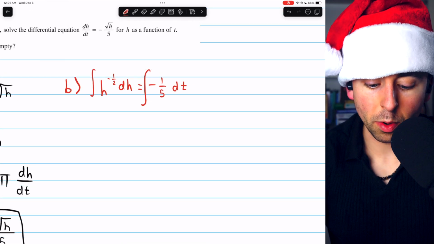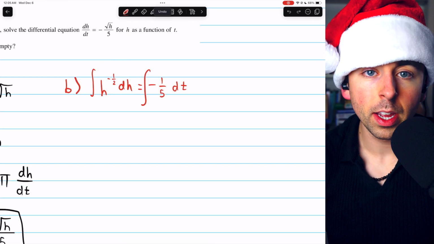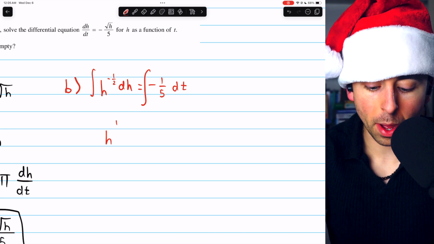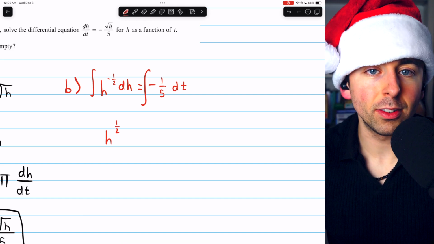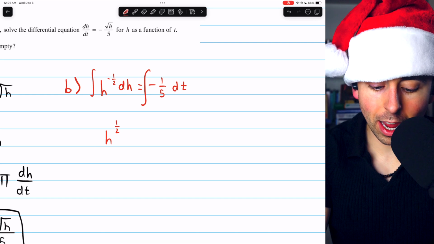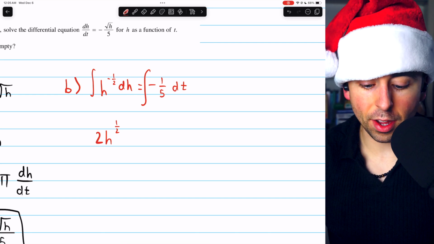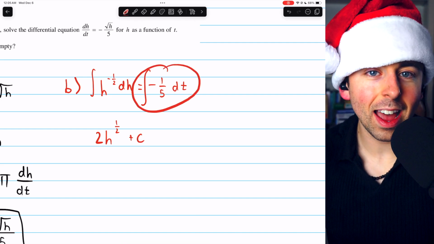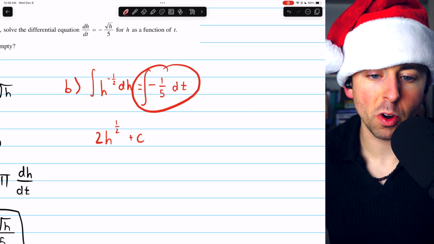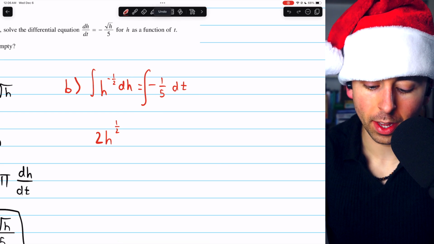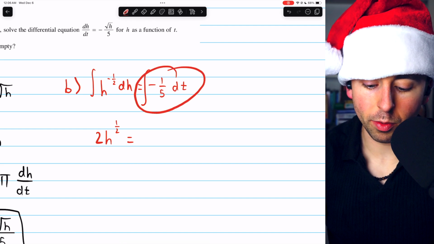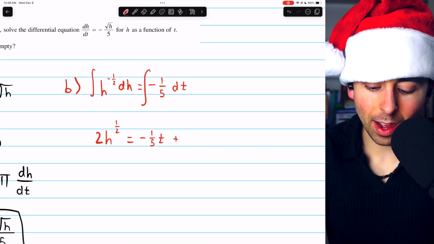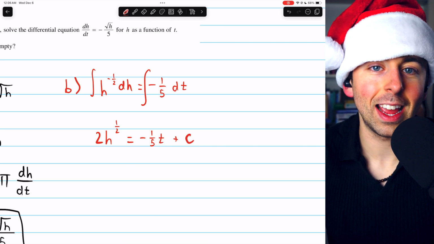On the left, using the reverse power rule to integrate this function, we increase the power of negative half by 1. Thus, it becomes a power of positive half. And then we divide by this new power. Dividing by a half is the same as multiplying by 2. In theory, we also have to add an arbitrary constant, but that's going to happen on the right side as well. So let's just gather the arbitrary constants on the right side. This is going to equal the integral of negative 1/5 with respect to t, which is just negative 1/5 t. And then we have all our arbitrary constants. We'll just call that a plus c.